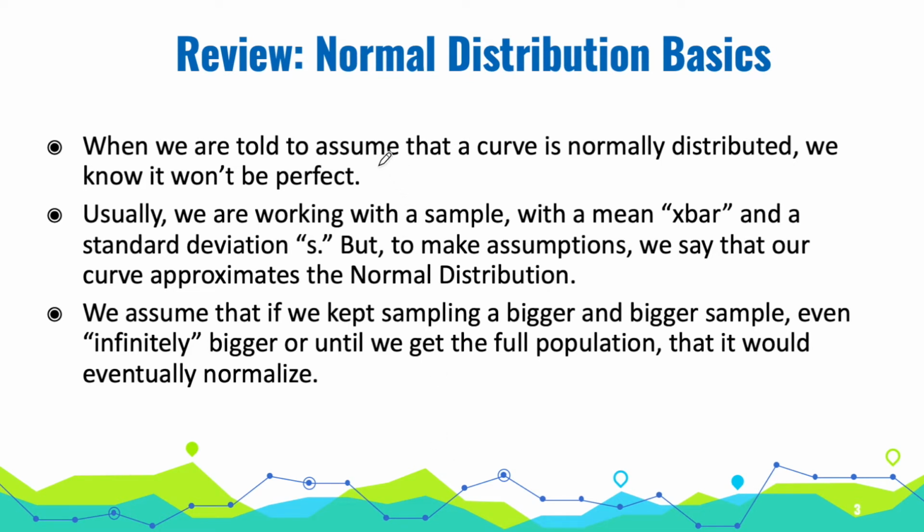Now first, remember, when we are told to assume a curve is normally distributed, we know it most likely won't be perfect. We're going to assume the population distribution is definitely normally distributed. Usually we're working with a sample and we're using our mean x bar and our standard deviation s to approximate the population mean, mu, and our standard deviation indicated by lowercase sigma. But to make assumptions using our sample about the population, we say that our curve approximates the normal distribution. We assume that if we kept taking a bigger and bigger sample, even infinitely bigger or until we get the full population, it would eventually normalize.